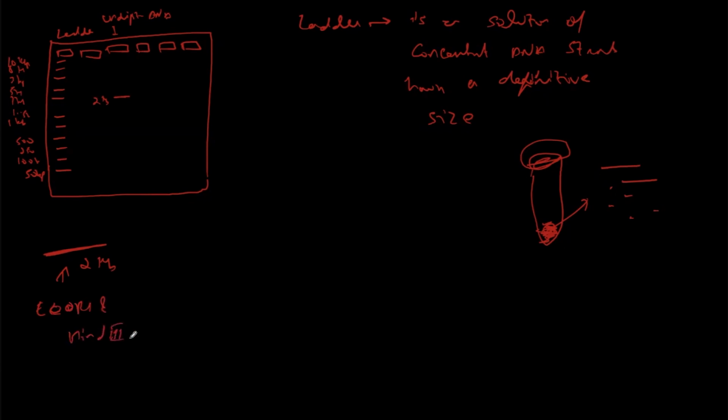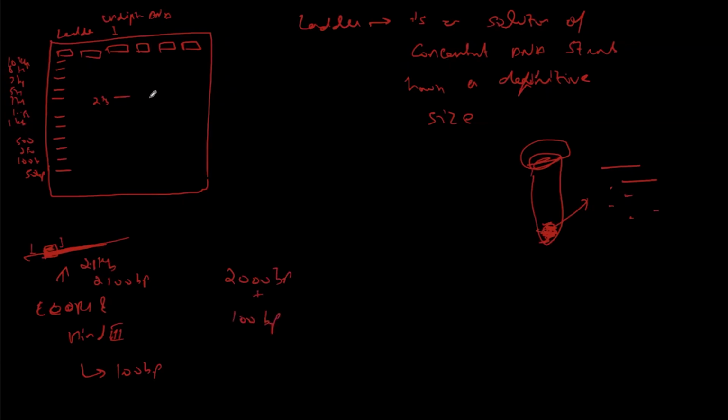Now I digest my DNA containing the gene of interest with, let's say, EcoRI and HindIII, and I know that once I digest, I'll get a product, and this is my gene of interest. If I cut here, I'll get a product of 1100 base pair. Now, my size is 2.1 kb, that is 2100 base pair. And if I cut it, I'll get two bands: one of 2 kb, 2000 base pair, and one of 1100 base pair, right?